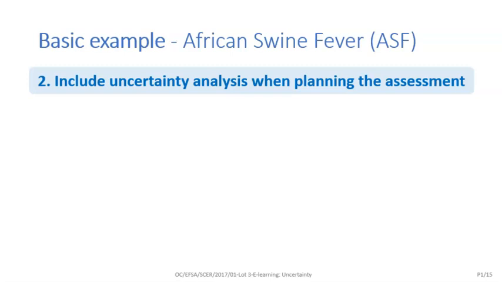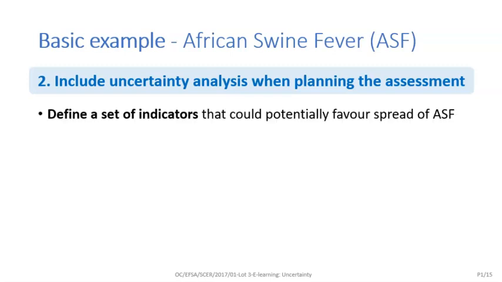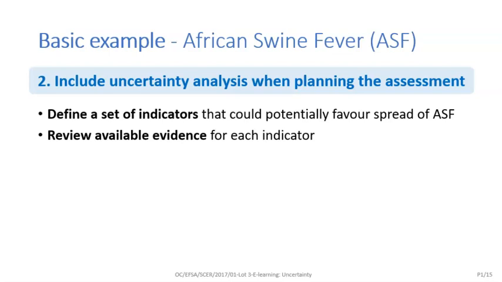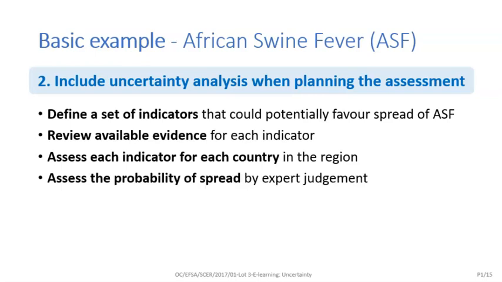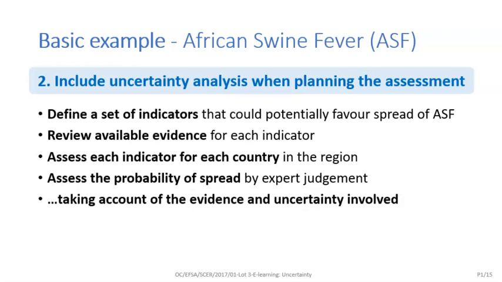The second step is to include uncertainty analysis when planning the assessment. In this example, the approach taken was to define a set of indicators that could favour spread of the disease, review the available evidence, and then use the evidence to assess the indicators for each country and assess the probability of spread by expert judgment, taking account of the evidence and uncertainty involved.